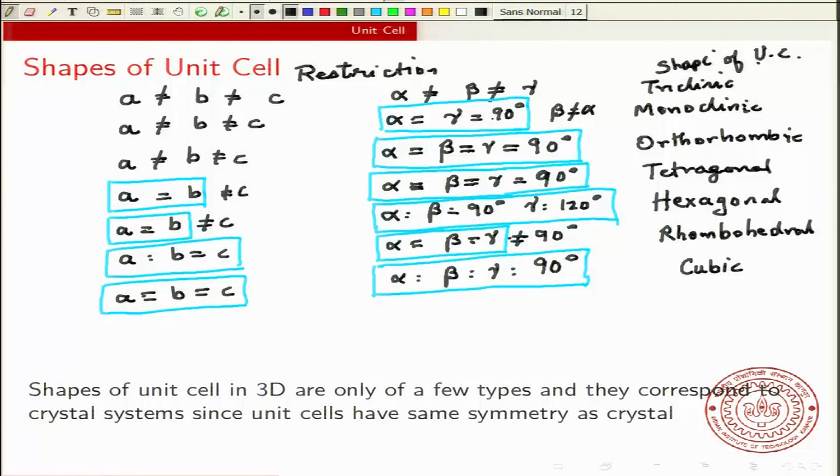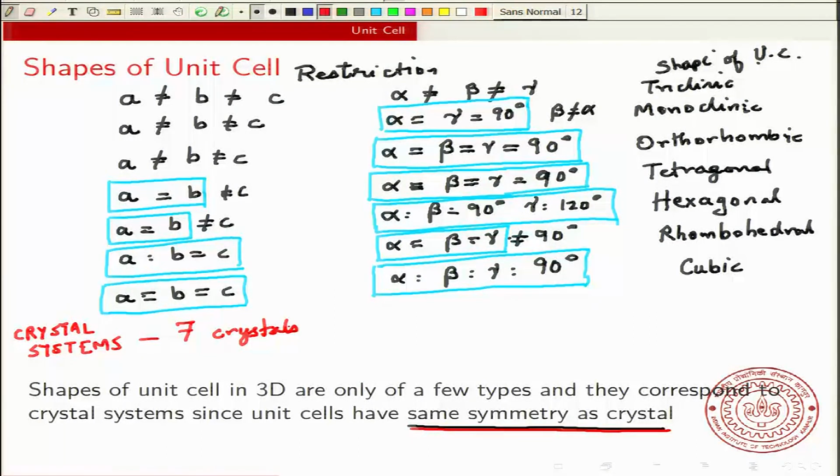Okay. And what is interesting is that there are only a few types of shapes of unit cells. Therefore, we realize that there are only a few types of crystals. Okay. So, because we said that the unit cell should have the same symmetry as the crystal, there are only a few types of crystals, and actually we will see that there are these things that we will learn later called crystal systems. Okay, and actually there are only 7 crystal systems. So, all crystals can be classified into these 7 crystal systems.